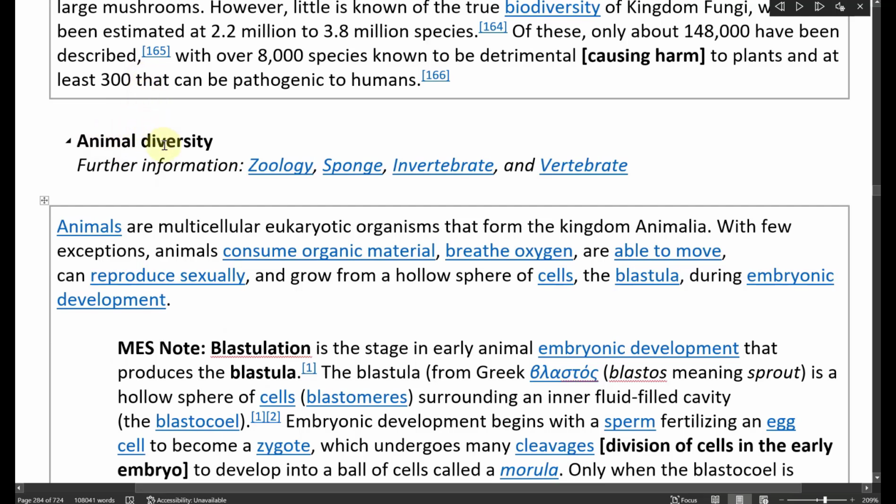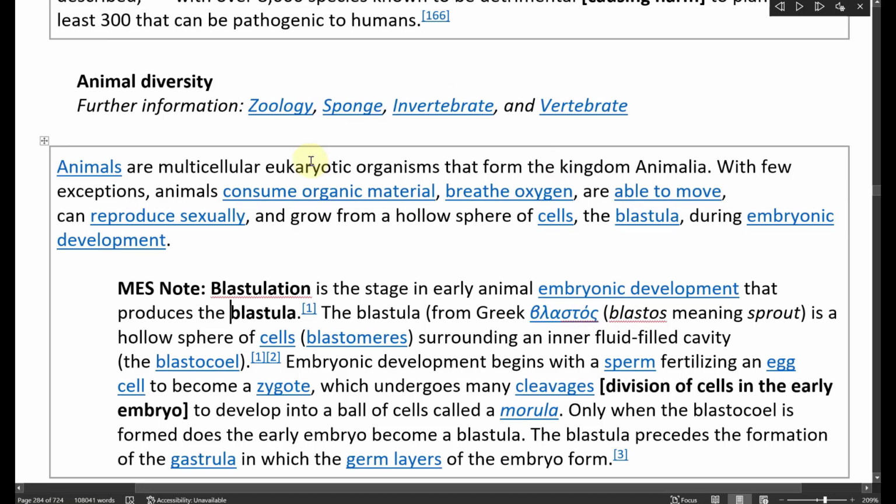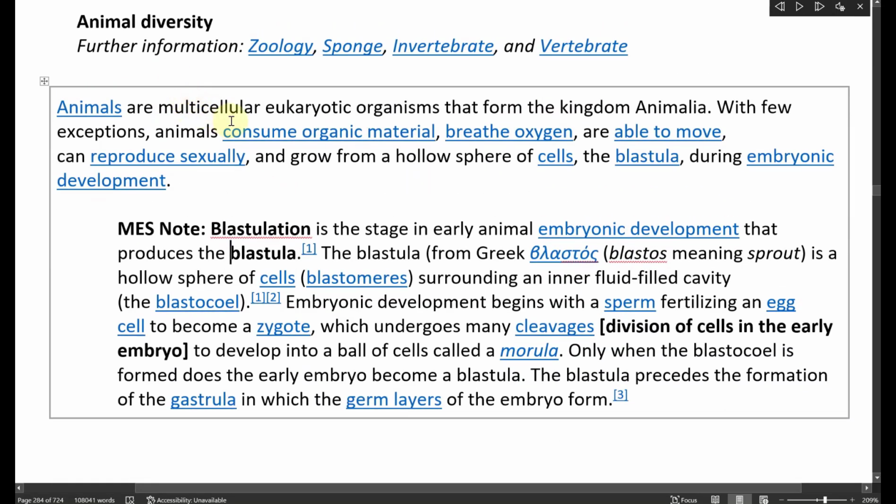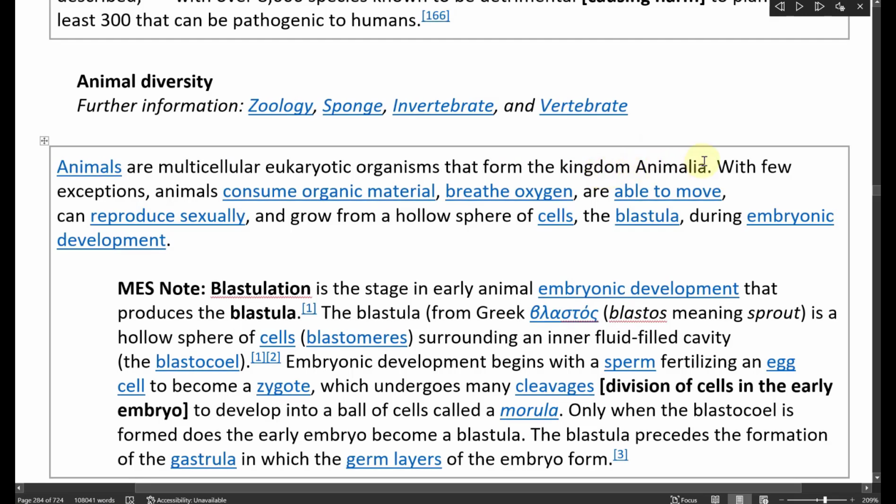Animal diversity. And for further information, as always, you can see the individual articles on, in this case, zoology, sponge, invertebrate, and vertebrate. Anyway, so animals are multicellular eukaryotic organisms that form the kingdom Animalia.